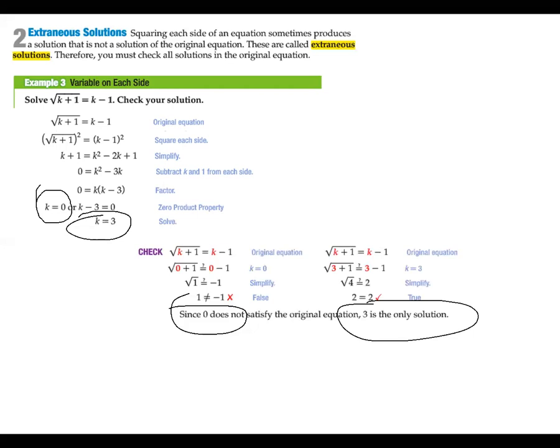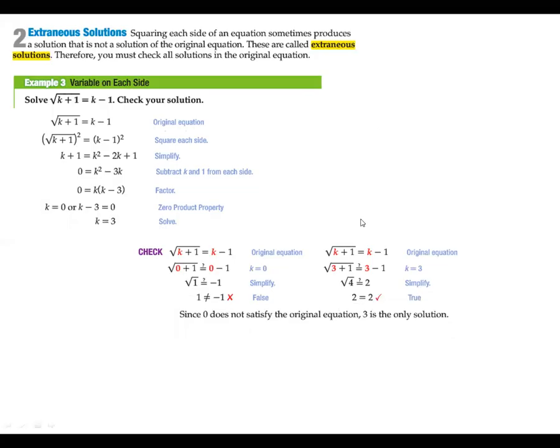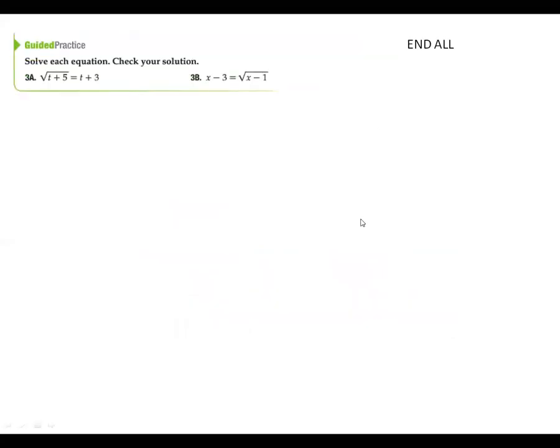What that means is it's an extra answer that you get that doesn't actually work in the original equation. And again, the reason is because when you square both sides, everything becomes positive. But then when you check it back in the original equation, you might end up with a negative under the radical or a square root equal to a negative number, which you can't have either of those, okay? So here are 2 for you to try. Go ahead and pause the video.